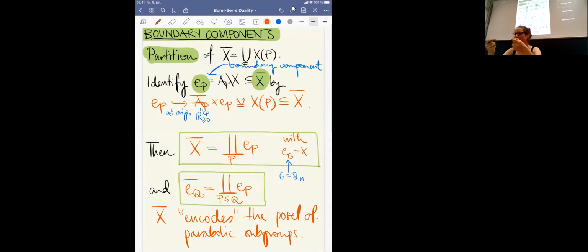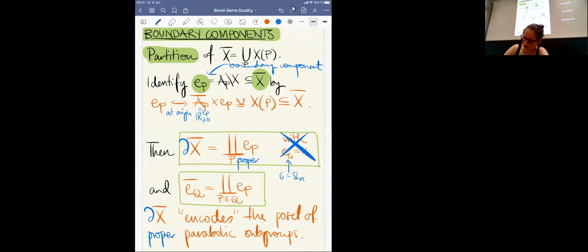And moreover, each of these boundary components, because it's just a Euclidean space, is contractible. So there's really nothing else going on. It just encodes the poset of parabolic subgroups. When I take the boundary, I just get rid of X, so I'll be taking this partition over proper parabolic subgroups. So the boundary encodes the poset of proper parabolic subgroups. This partition is what we need to get at the Tits building and the Steinberg module.